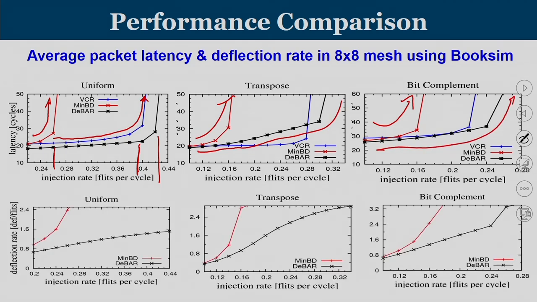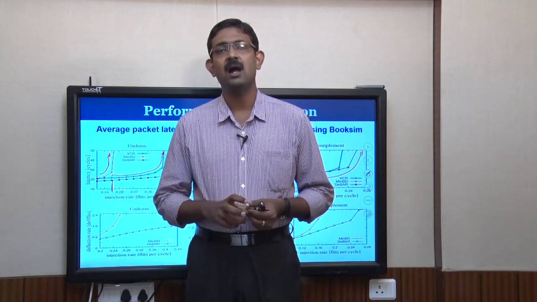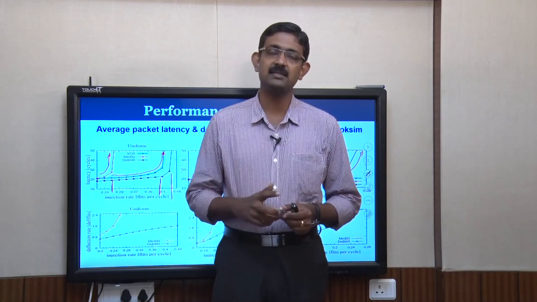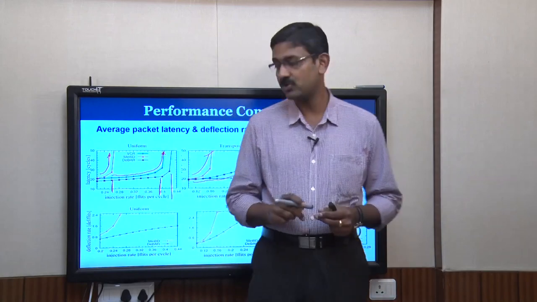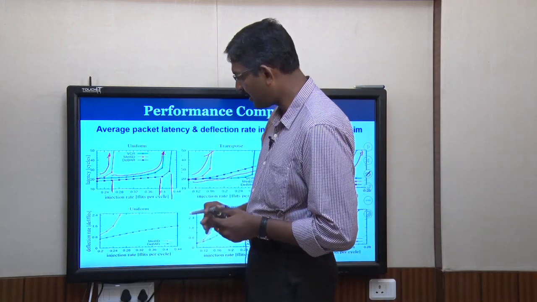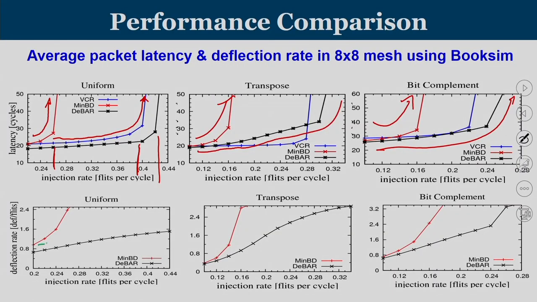Yet another parameter to be used for analysis of deflection routers is the deflection rate. When a flit is not getting a productive port, the flit gets deflected away. It goes to other unwanted ports. That will increase the number of hops of the flit. The more hops it travels, the latency of the flit is also going to increase. So this is a comparison of the deflection rate of min BD and D-bar. In min BD, you can tell that average deflections per flit is on the higher side. When it reaches 0.24 packet injection rate, every flit is roughly getting at least 2 extra hops.